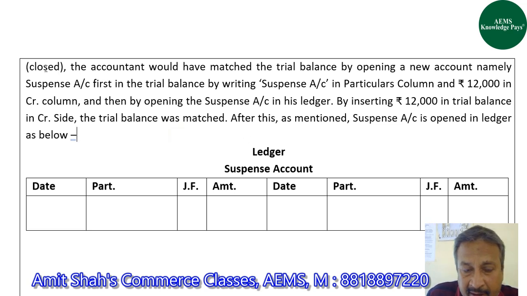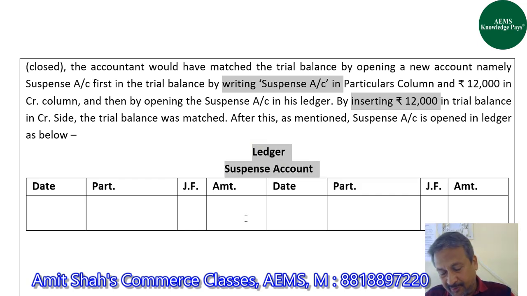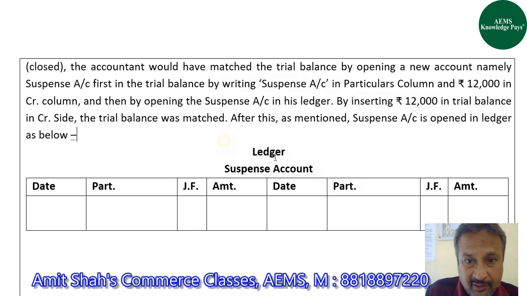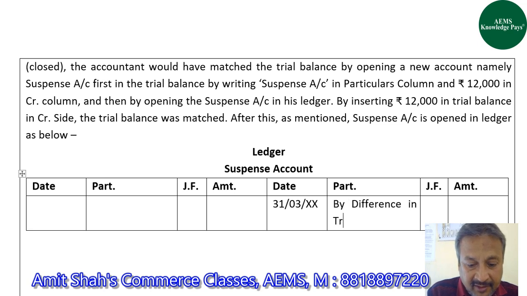So, guys, after matching his trial balance by opening suspense account with rupees 12,000, now he will go to ledger and will open suspense account in ledger, because earlier in ledger suspense account was not there. Now, since he has written suspense account on credit side, it means suspense account has credit balance. So on credit side of suspense account at year end, why? Because he has already made trial balance, it means it is year end. He will write by difference in trial balance with rupees 12,000.